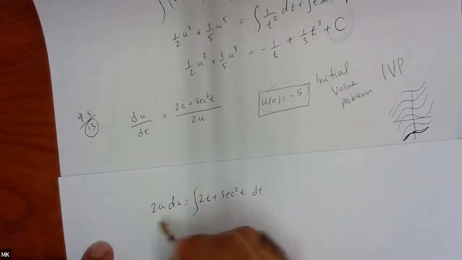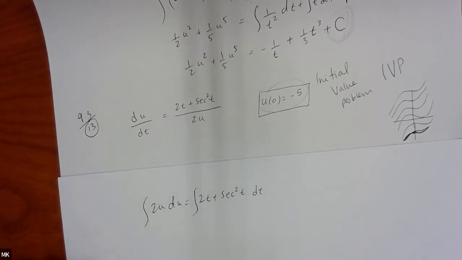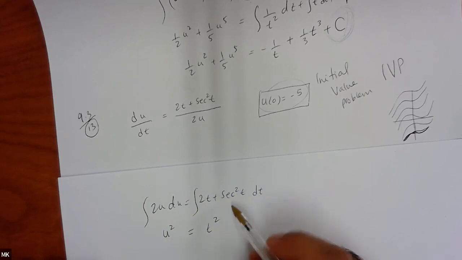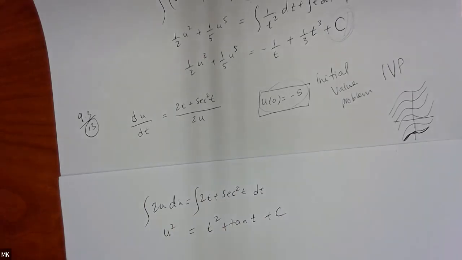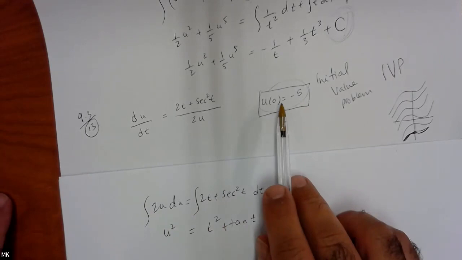So a lot of things look familiar, right? 2u integrates to u squared and 2t to t squared, and the antiderivative of secant squared is tangent. And you have a c. And this is what I was talking about: you are going to have a constant that you have to solve for based on your initial condition.